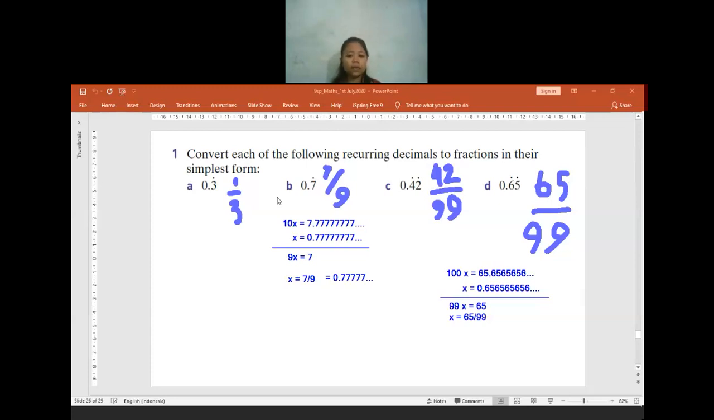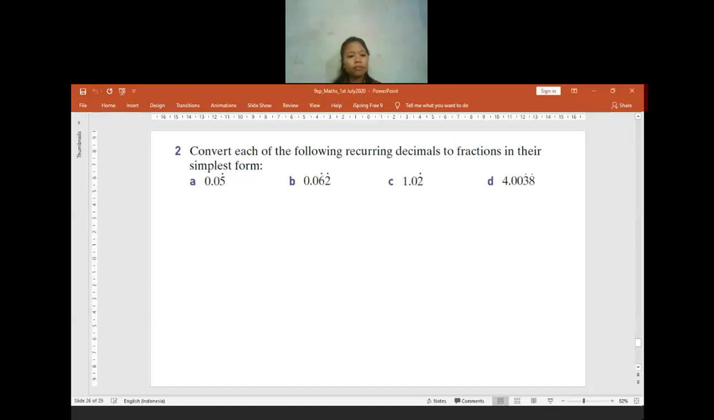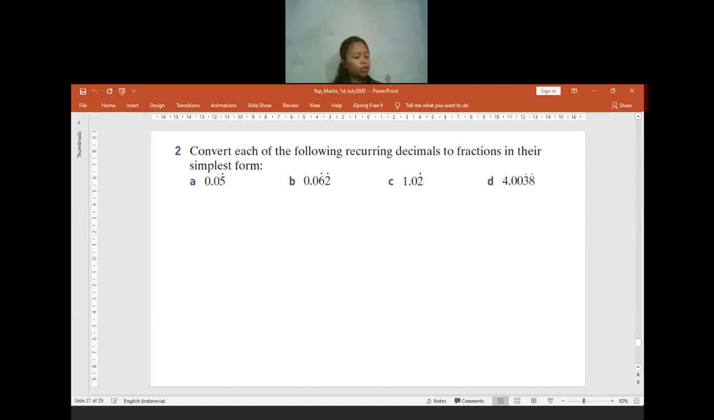Okay. If it is clear enough, what about the others? Are you having questions? No? If you have no question, okay, I will continue to question 2. Or maybe anyone already found the answer of question 2? Which question? A, B, C, or D? B, C, D. Yeah, I'm planning to discuss all the questions in the exercise.